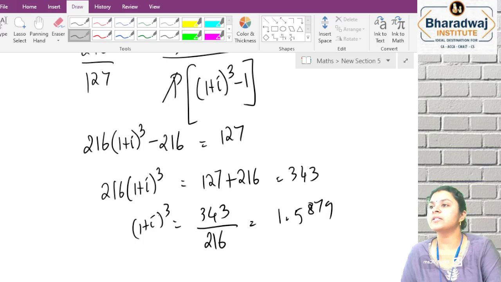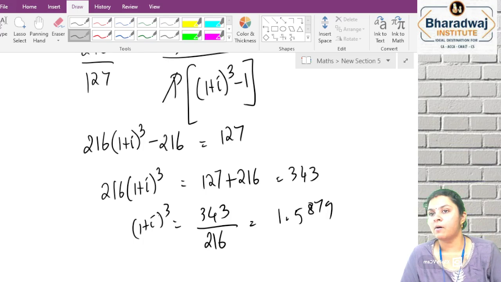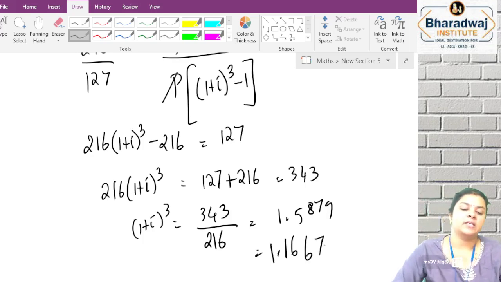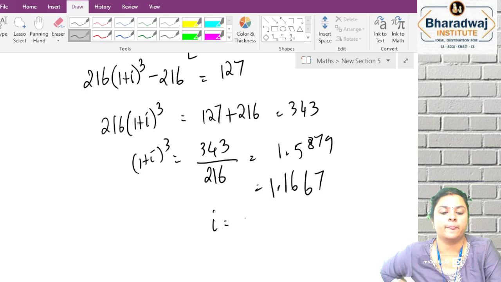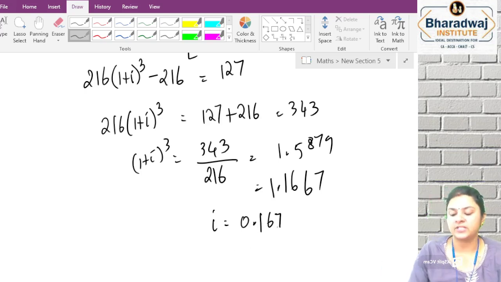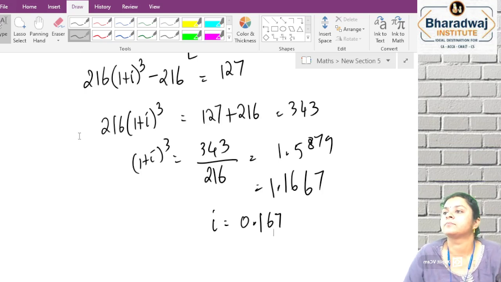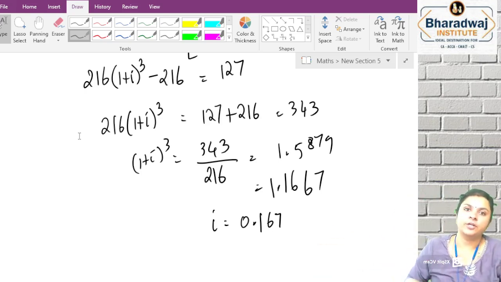1.5879. Now it is in cube, so what you need to do? Take which root? Cubic root. So you will get 1.1666. So I is equal to 0.167 or 16.67, or 16.7 percent. 0.1666. Option C. Cubic root, use the root calculation formula. Calculator shortcut you can use.